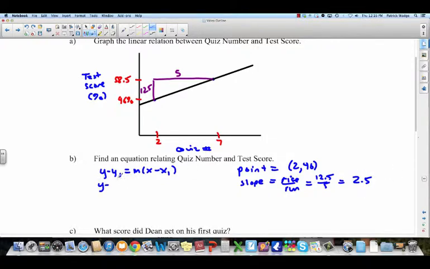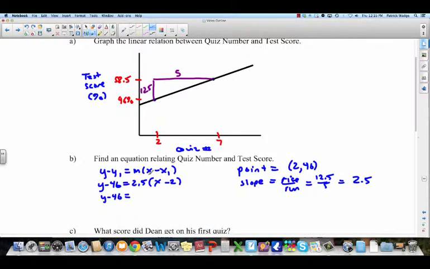Y, take away the y value of our point, which is 46, equals the slope, which is 2.5, and then x, take away the x value, which is 2. Okay, that's point slope form. We're going to switch it into slope-intercept. So let's just take one extra step here.